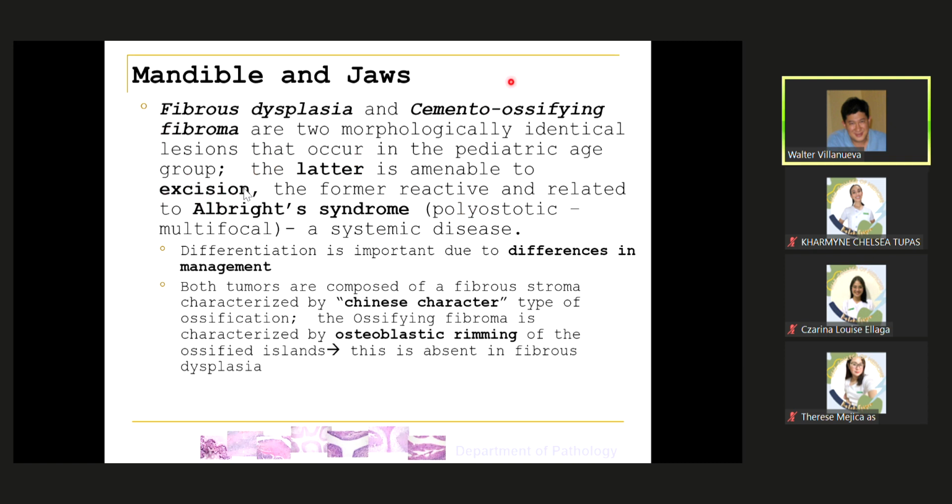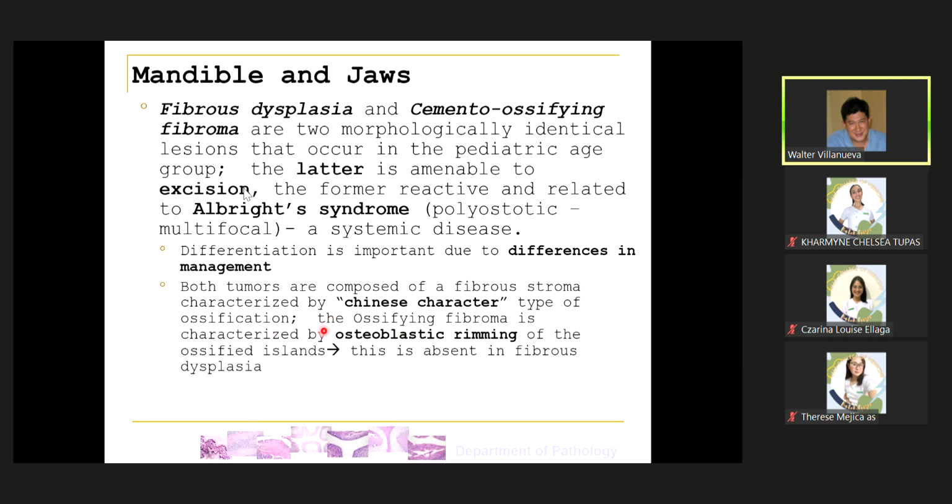The other one, cemento-ossifying fibroma, can be removed, and that is curative. Okay. Differentiation is important due to differences in management. So the difference is very subtle. You need to have a good eye, looking for these differences. So both tumors are composed of a fibrous stroma characterized by Chinese character type of ossification.